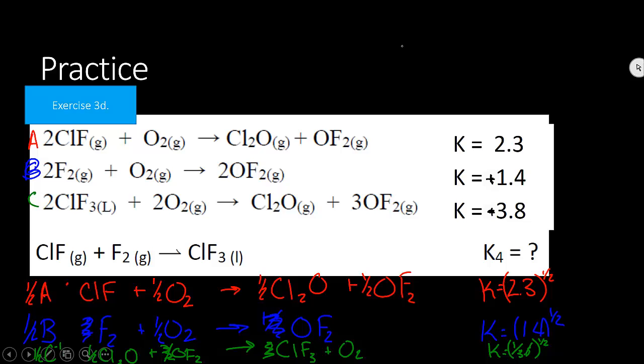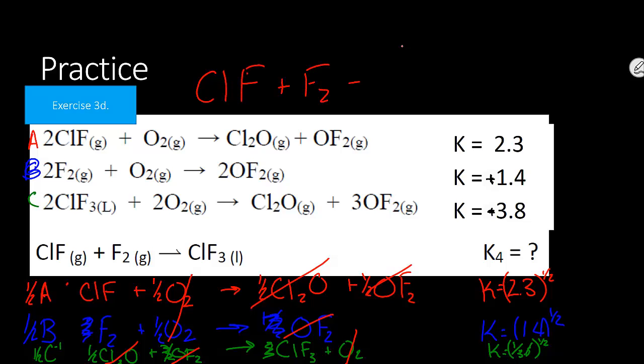Now, if everything was done correctly, everything will cancel out that I don't need. 1 oxygen cancels out 1 oxygen. 1.5 oxygen difluorides cancels out 3/2 oxygen difluorides, and half a dichlorine monofluoroxide cancels half a chlorine monoxide, giving me chlorine fluoride plus fluorine gas gives me chlorine trifluoride.